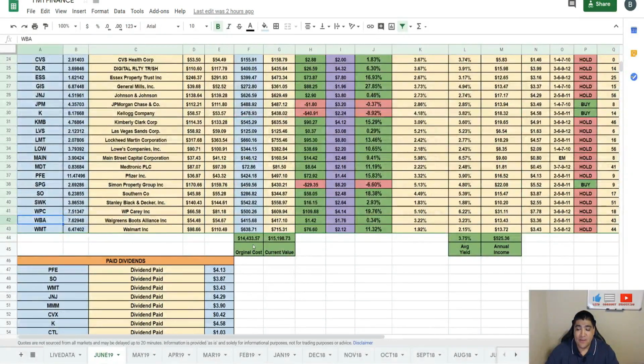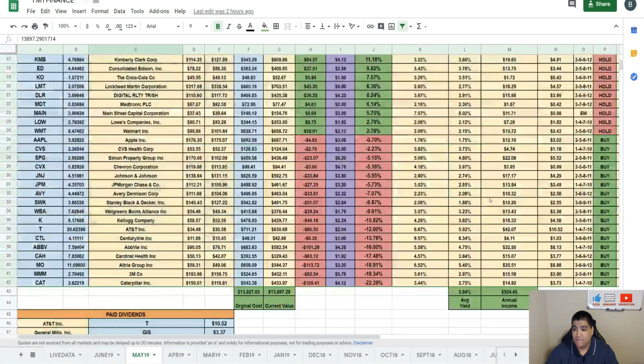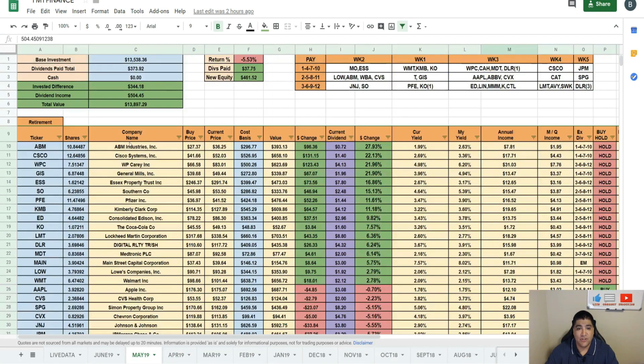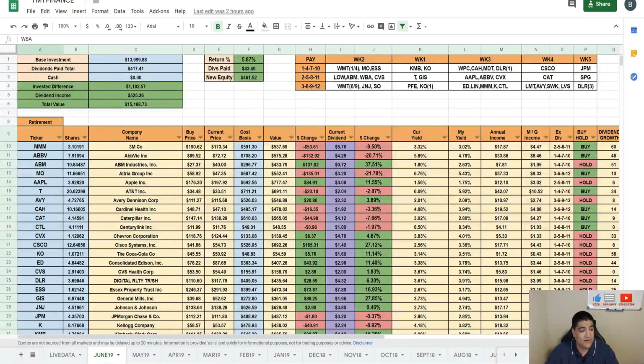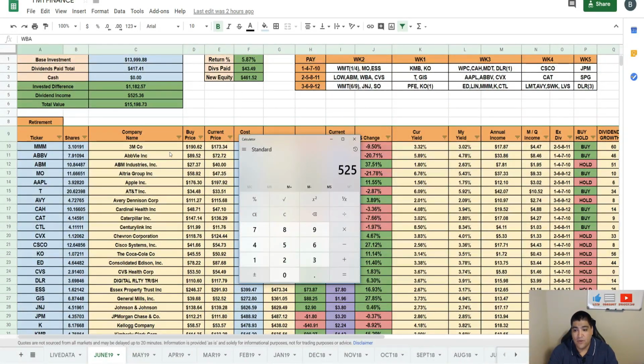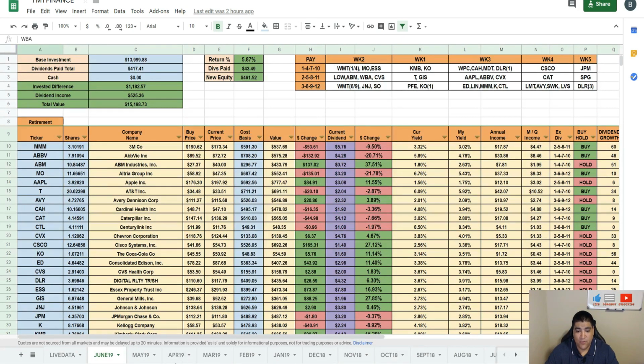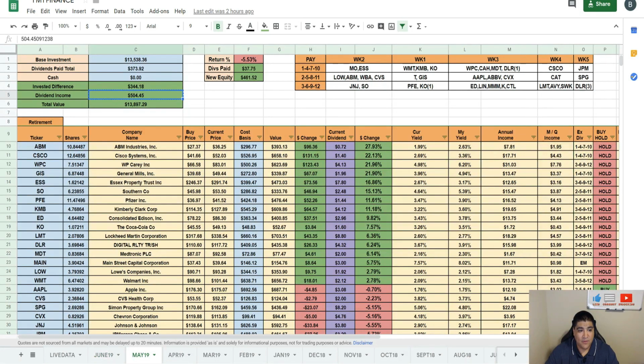Now, between May 2019 and June 2019, if I flip over to my May, we can see at the very end of May 2019, I was expecting, it should show it here at the top, $504.45 of dividend income from this portfolio going forward. Now, we are at the very end of June. We are sitting now at $525.36.